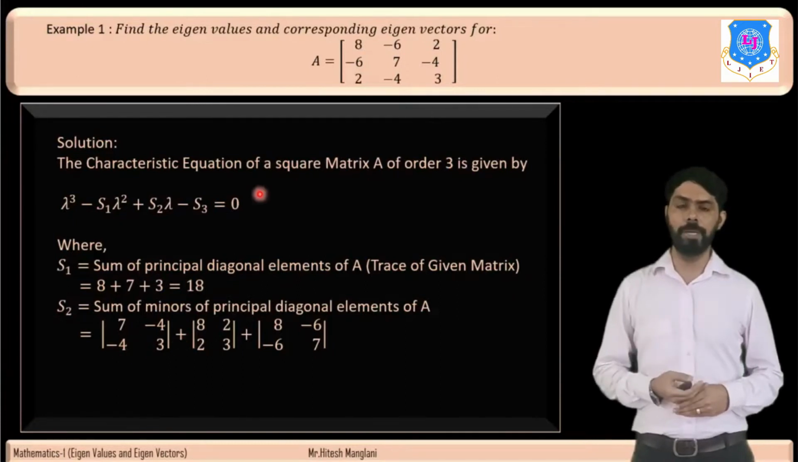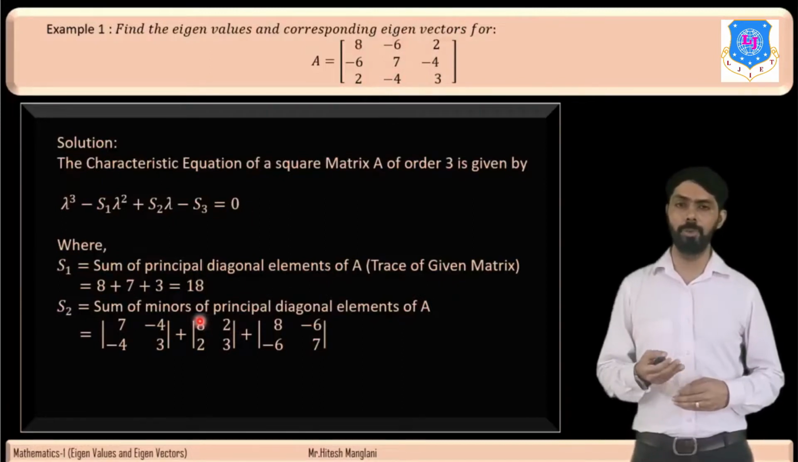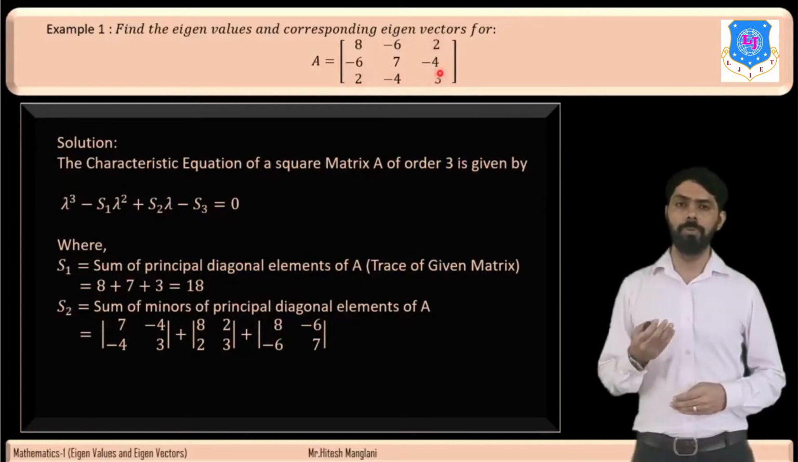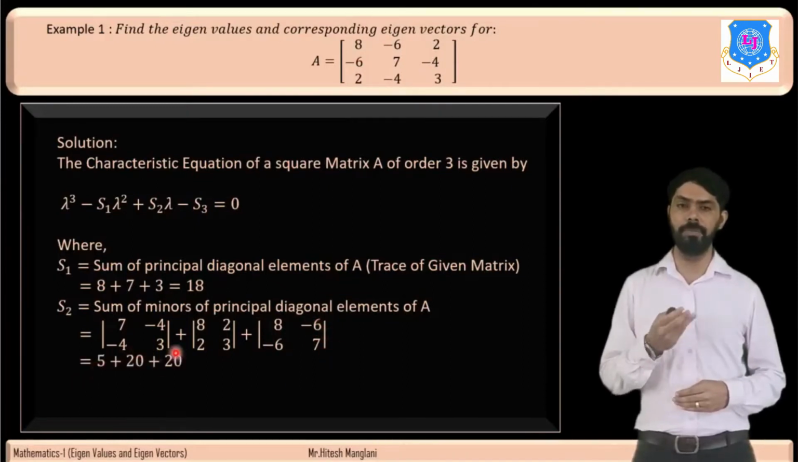Now we will find the minor of 7. Here 7 lies in the second row and second column, so we will hide the second row and second column. The matrix will be [8, 2; 2, 3], and we will take its determinant. Plus, now we will find the minor of 3, which lies in the third row and third column. So we will hide the third row and third column. The matrix will be [8, -6; -6, 7], and we will take its determinant.